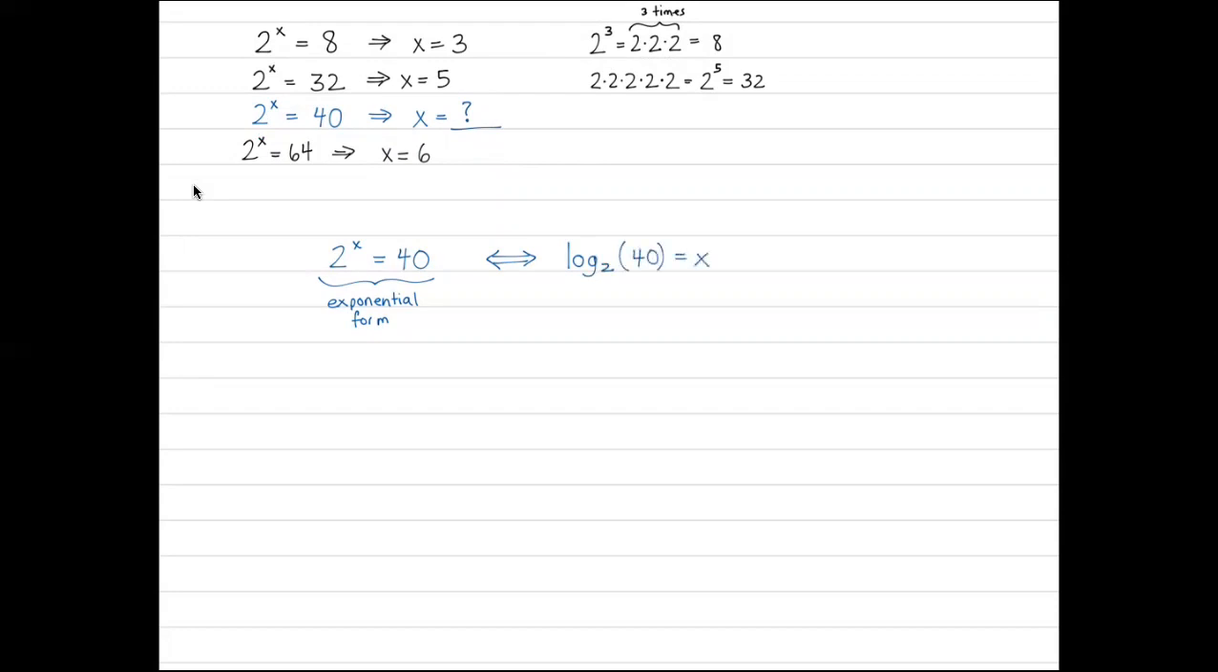Okay. So when I read a log, what I do is I kind of think to myself, let's do a thinking bubble here. I think 2 to the power of what? What number gives me 40? That's what I think. When I see log base 2 of 40, that's what I'm thinking in my head. 2 to the power of what gives me 40. So I would call this thing here logarithmic form.